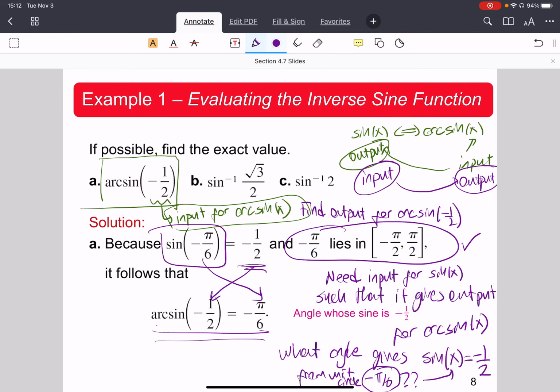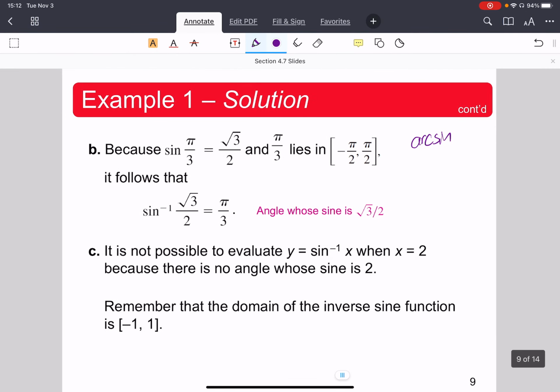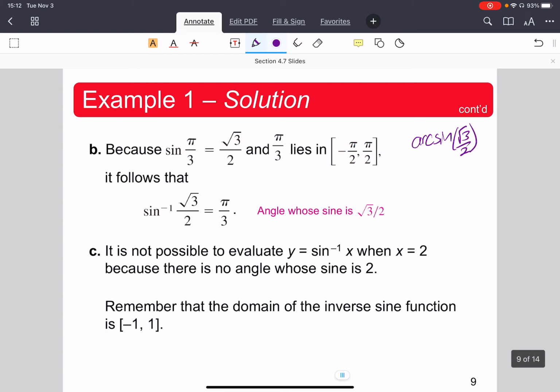I'm going to do another example, part B. Part B has arcsine of square root of 3 over 2. Okay, so we need to find this value. Then I need to ask the question: what angle x gives sine of square root of 3 over 2? This is the question you need to answer.